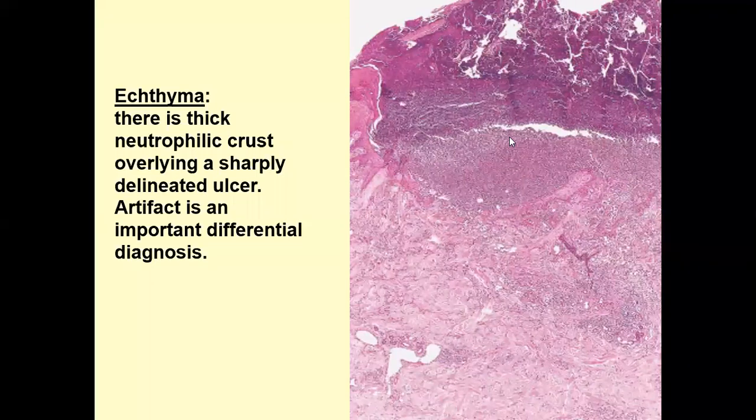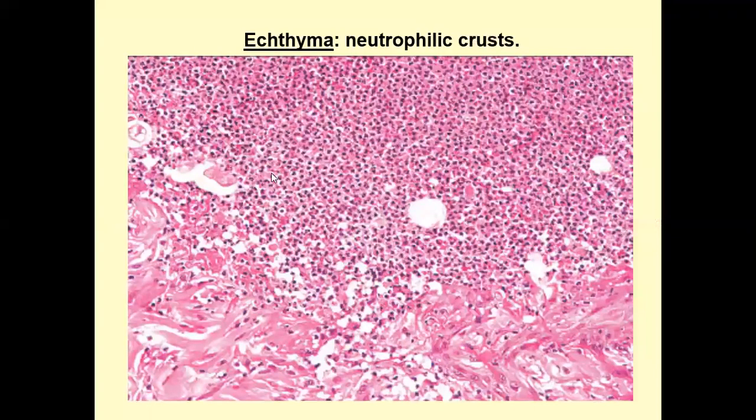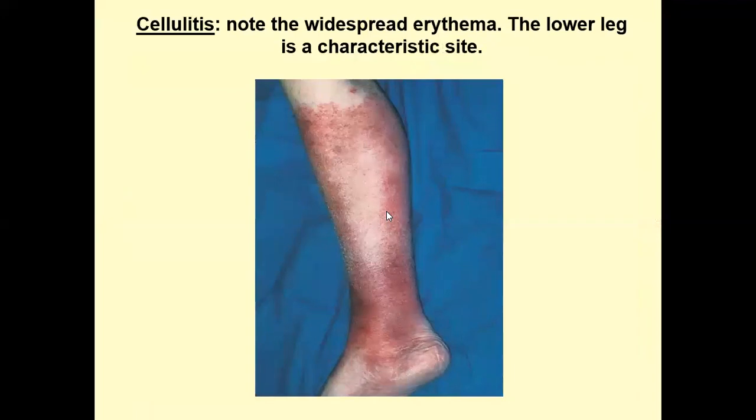The neutrophilic crust in bullous impetigo or SSSS will be subcorneal, superficial, sitting over a normal epidermis. However, the neutrophilic crust in ecthyma would be thicker and deeper and would be involving almost the whole of the epidermis. And sometimes even the epidermis will be lost. This is all neutrophilic crust.